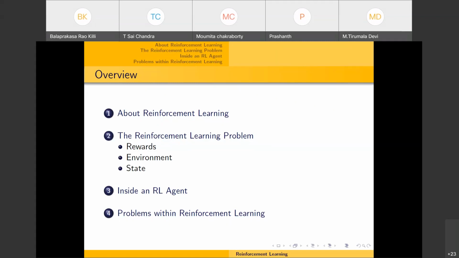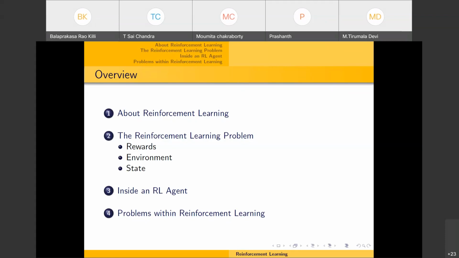In section 3, one of the main components inside reinforcement learning is the agent. So we'll see the inner components of the reinforcement learning agent: what is policy, what is value function, what is model. All these things we'll see mathematically, and to clear doubts, we'll see them with examples also.